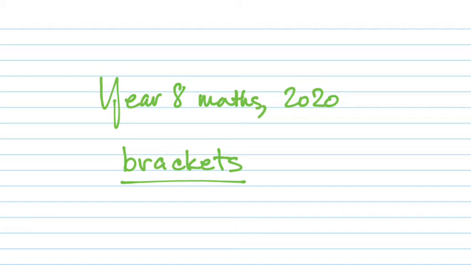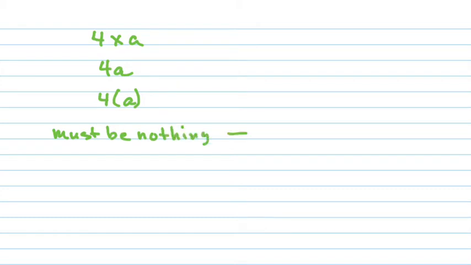So today we're going to talk a little bit about brackets. If you remember when we talked about multiplying, in algebra we usually use no symbol at all to represent multiplication. But we can also use a bracket. But remember that it only means multiplication if there is absolutely nothing between the coefficient or the multiplier and the bracket. There must be nothing between the multiplier and the bracket.